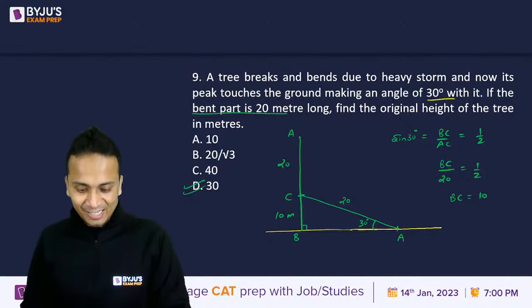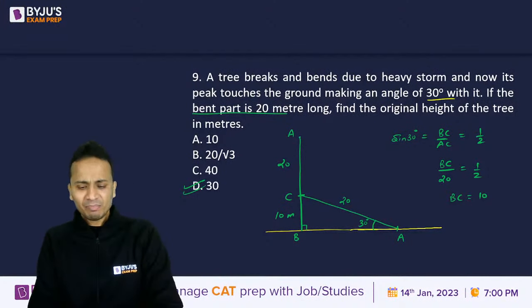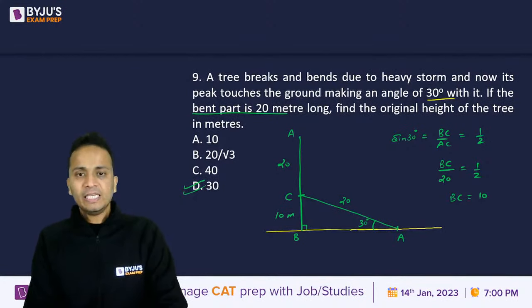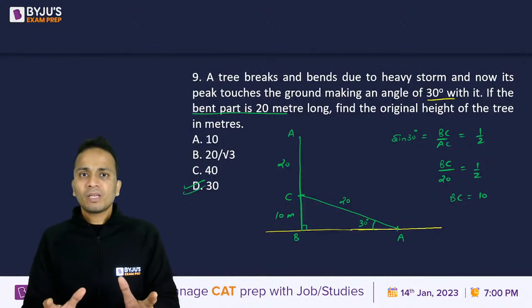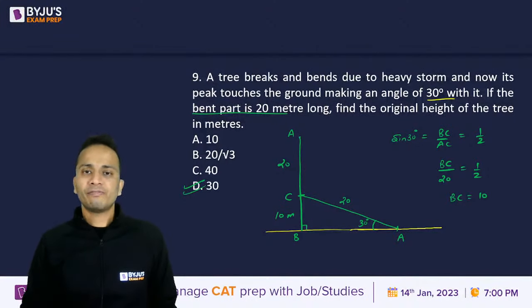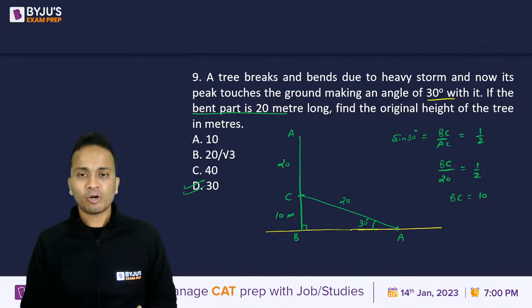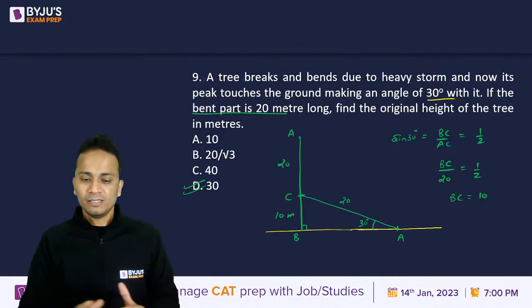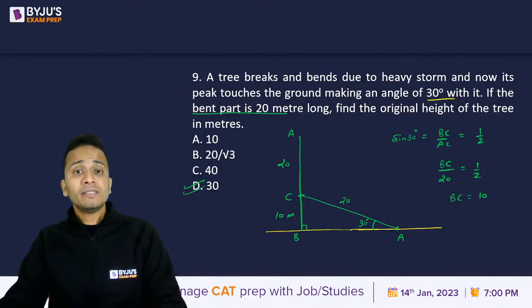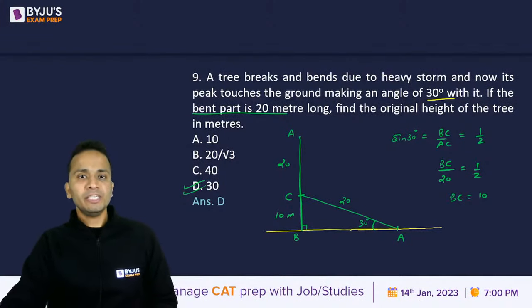Okay? Is that right? So I believe some of you have made a mistake, but some of you have also given a correct answer. Look, trigonometry questions of this type are very easy. The only catch is to draw the correct figure. So whoever has drawn the correct figure and analyzed the question properly will be easily able to get the final answer. Okay? Let's move ahead. That was question number 9. Answer is option D, that is 30 meters.